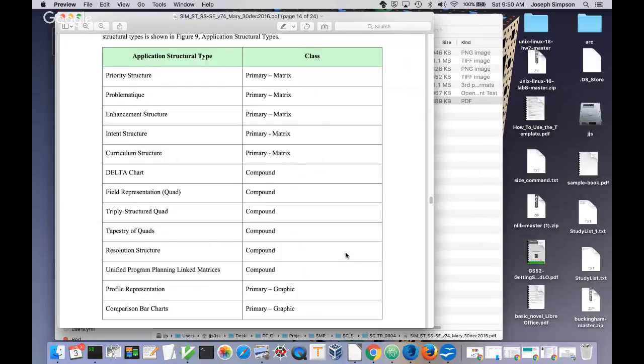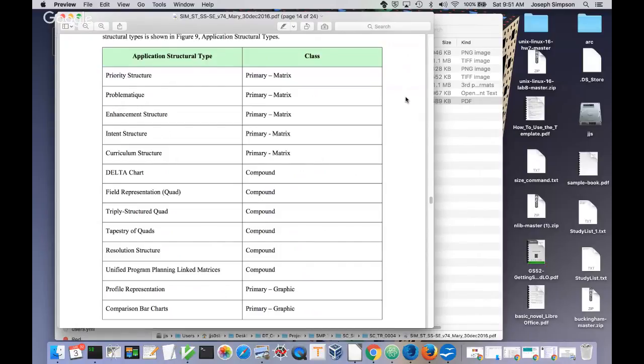Yes, very helpful. So these are all examples that Warfield worked with. Right. These are all out of either his Science of Generic Design or the Handbook of Interactive Management. And so take for example a quad, a triply structured quad, that would use a number of the primary matrices in a hierarchy.